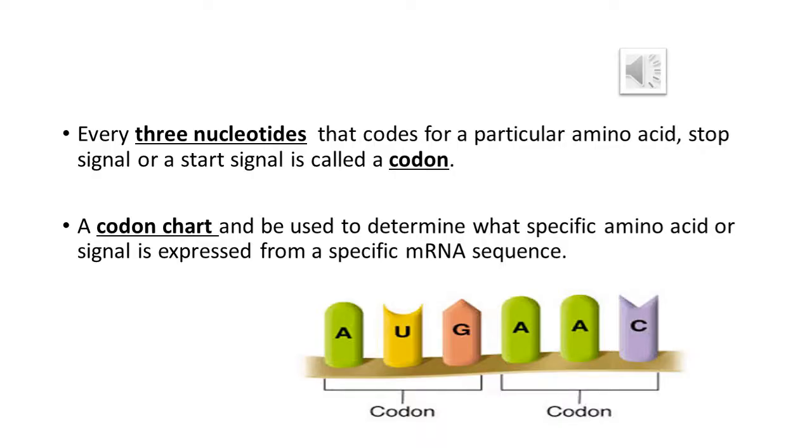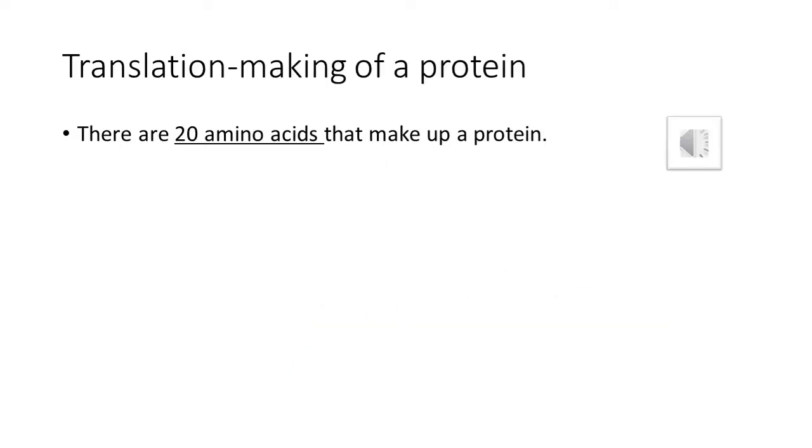How can we read the mRNA? mRNA has nucleotides, and every 3 nucleotides form a codon, and a codon gives only 1 amino acid. To make a protein, we need 20 amino acids. There are 20 amino acids, and they have different names.